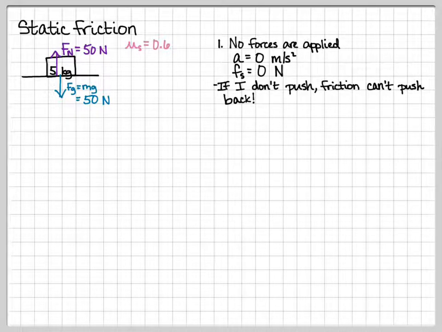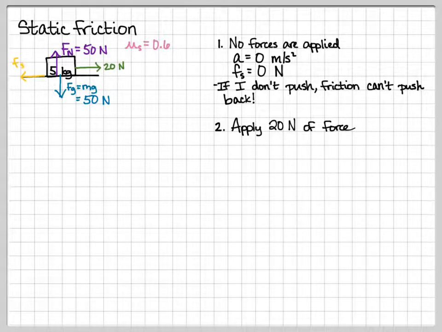So, let's make things a little more interesting. Let's say I do push on the block. Let's say that I push it 20 newtons to the right. Since the block isn't already moving, we have to do an extra step that we wouldn't normally do. We have to find the maximum amount of static friction.